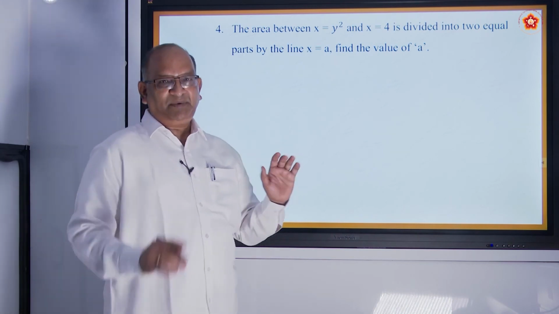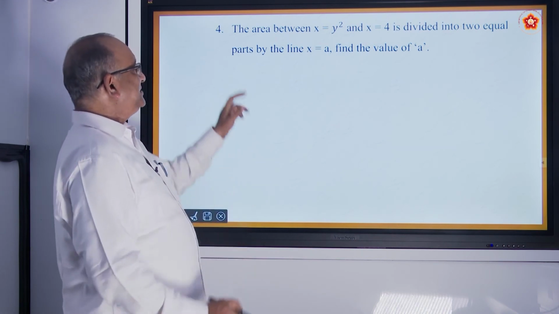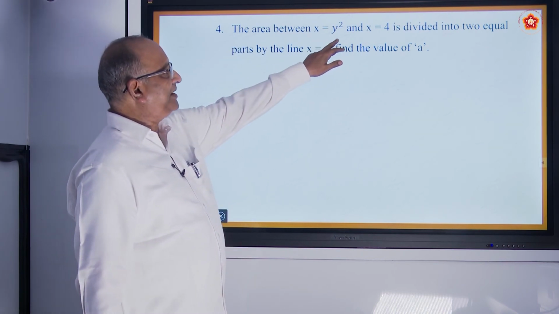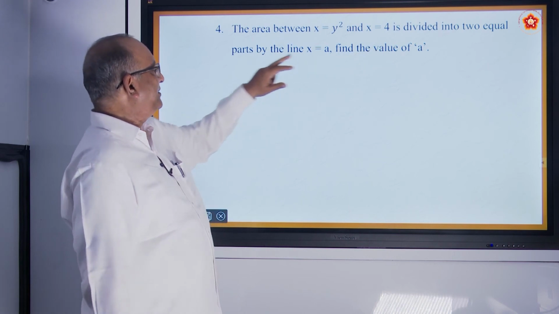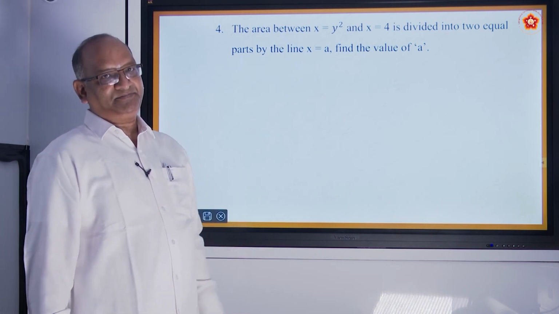Very interesting problem, different than all the problems we have done till now. What is the difference? He says the area between x equal to y square and x equal to 4 is divided into two equal parts by a line x equal to A. Find the value of A.